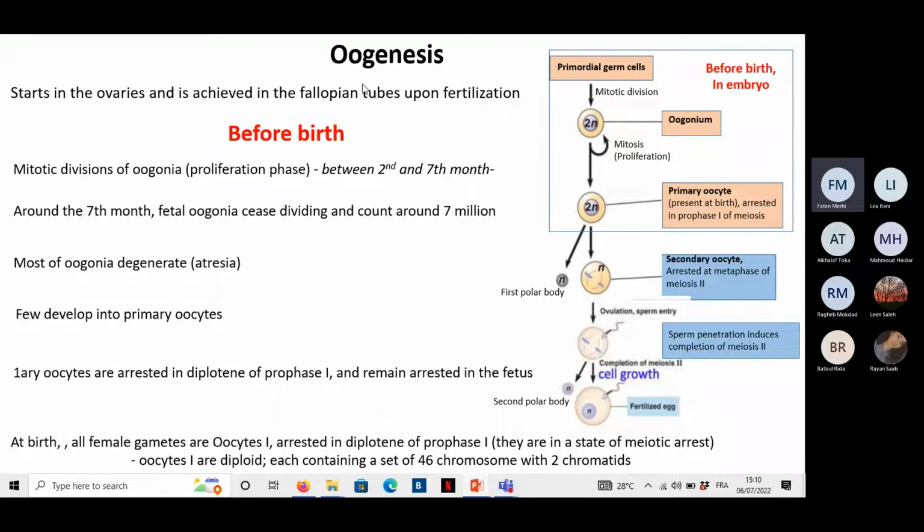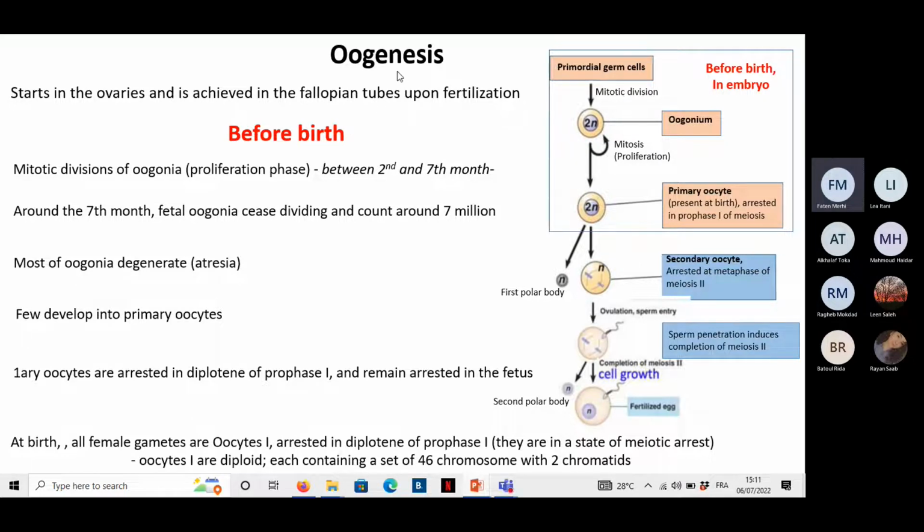Now, as we have seen in the first chapter, the oogenesis starts in the ovaries and is achieved in the fallopian tubes upon fertilization. So the full maturation of the oocyte, at the end of the meiosis, will only be achieved after the fertilization, if it happens.